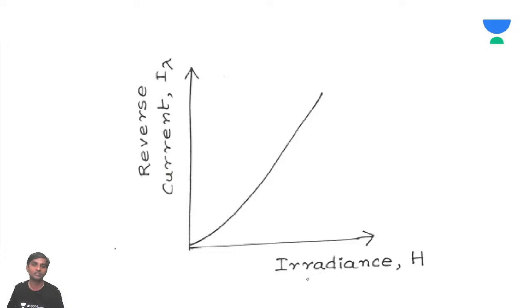It means there is a relationship between irradiance and reverse current. If you increase the irradiance, the reverse current increases.